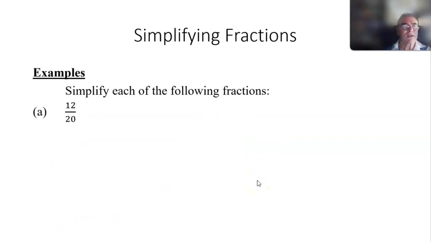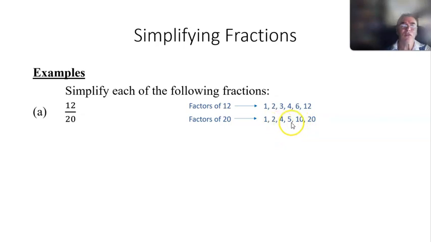Let's have a look at some examples. Let's simplify each of the following fractions. So 12/20. The factors of 12, there's a few of them: 1 times 12, 2 times 6, and 3 times 4. Remembering, placing them in ascending order makes it a lot easier to find our highest common factor. The factors of 20 are 1 times 20, 2 times 10, and 4 times 5.